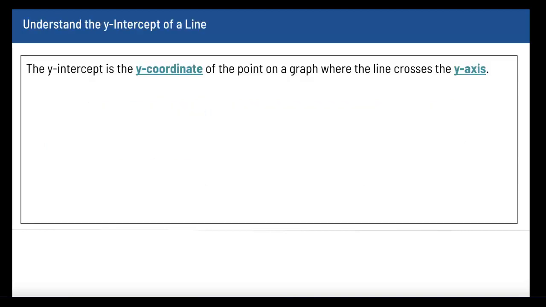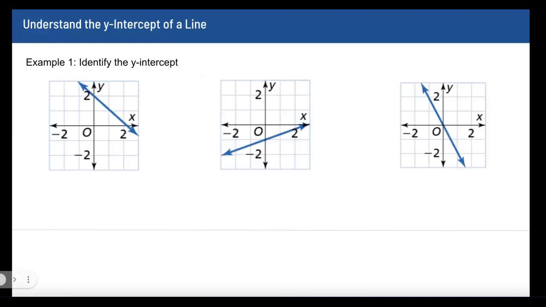Fill in these missing words in your notes. The y-intercept is the y-coordinate of the point on a graph where the line crosses the y-axis. Remember that the y-axis is the vertical axis, so it goes up and down. So let's take a look at some problems identifying the y-intercept.